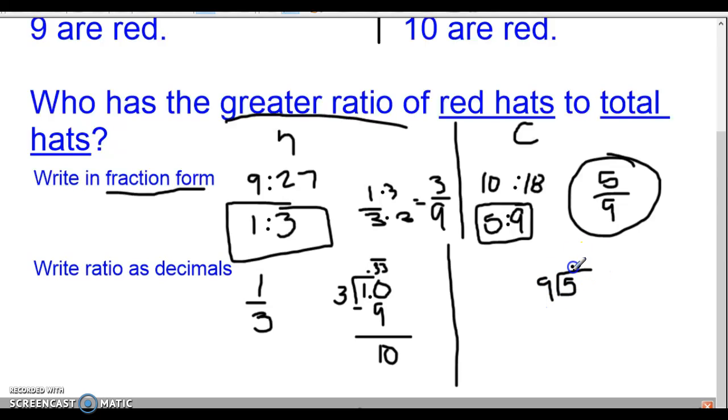9 cannot go into 5, so I add a decimal. 9 can go into 50 a total of 5 times. I get 45. When I subtract, I get another 5. So this is going to be a repeating decimal of 5s. So you can still see either way I did it, Craig had the larger total ratio.